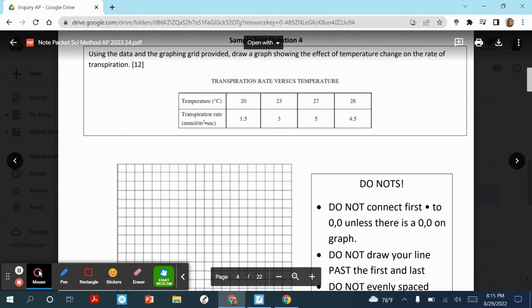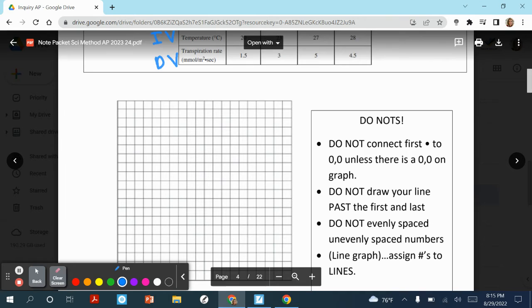So it says using the data, draw the graph to show the effect of temperature change on the rate of transpiration. So we just talked about looking at a table, the IV is going to come first and the DV is going to come second. This is going to be a very simple table to set up. Now, we know that the DV always goes on the x-axis. Okay, so since we know that the DV is transpiration rate, we're going to take this whole label and the units, and we're going to put that there, transpiration rate. And even if you don't know what those units are, make sure you put the units exactly like they have it on the table, okay?